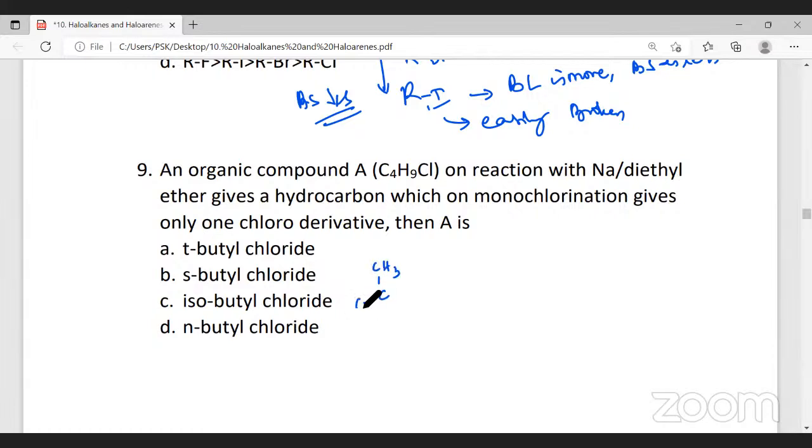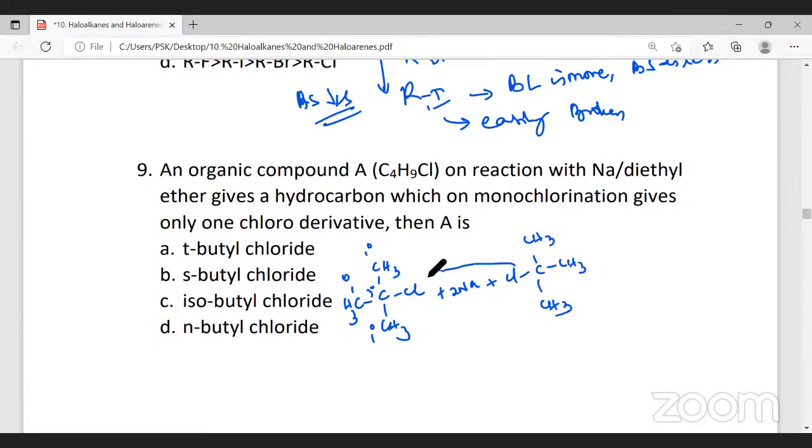This is tertiary butyl chloride. Now, this is a tertiary carbon atom. This is a primary carbon atom. This is a primary carbon atom. This is a primary carbon atom. This is a tertiary carbon atom. Now, this on reaction with sodium metal. When I say this is on reaction with sodium metal, you need to have one more alkyl halide group. So I'm writing the same molecule in the reverse order. So what happens now? Na and Cl get eliminated as NaCl.